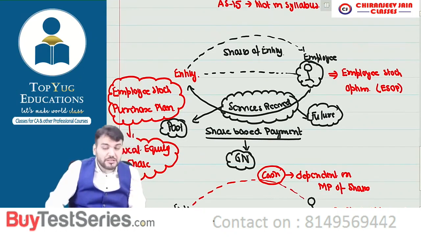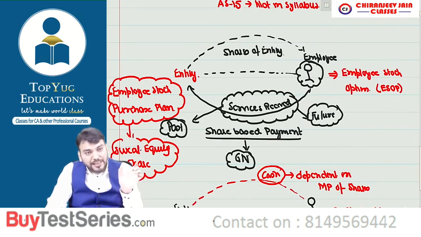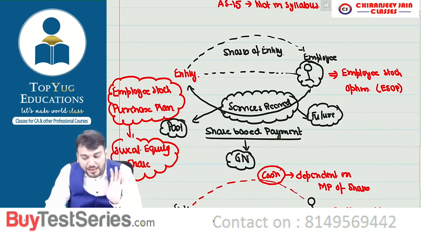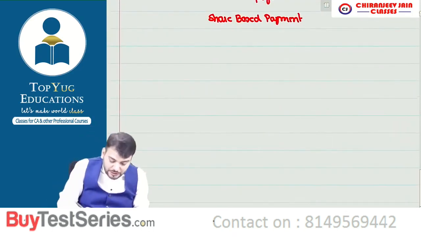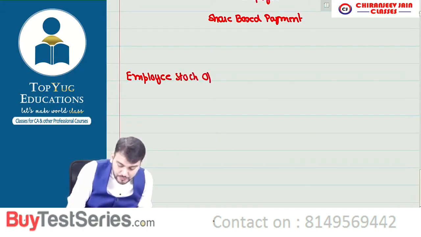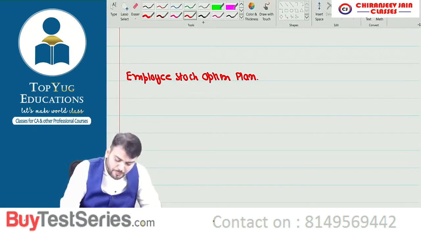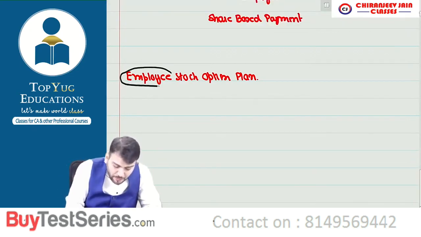ESPP is also a part of syllabus. So even though the chapter name is ESOP, we'll also cover employee stock purchase plan in our chapter. Can we start? Now we'll start with employee stock option plan. Correct? Now employee you know, so nothing to say about employee.